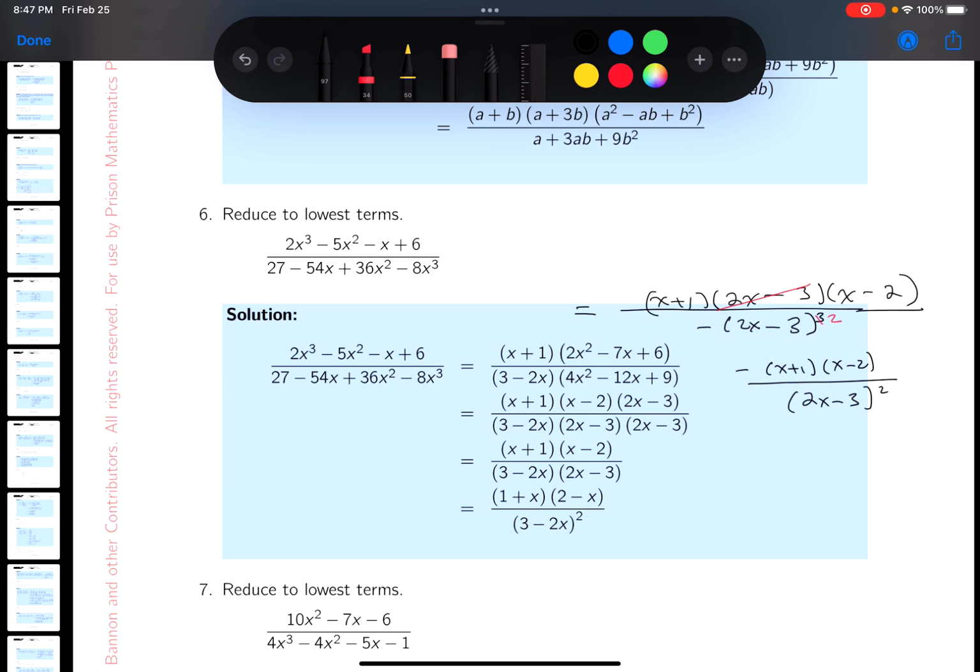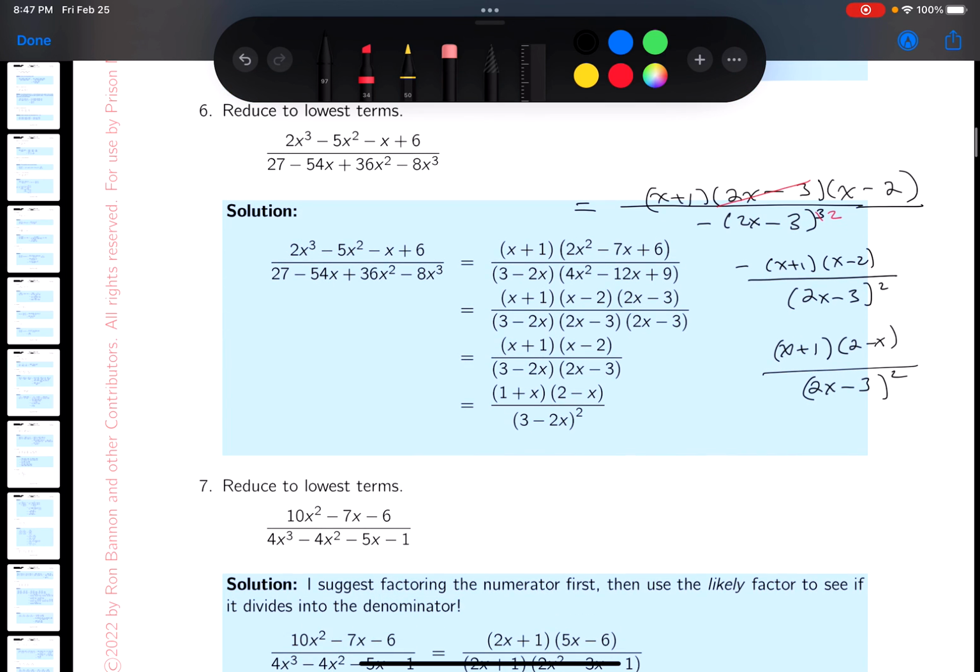squared. Let me just simplify a tiny little bit. I don't like that minus sign hanging out there. So I'm going to write the top down as x plus 1. And I'm going to associate the minus 1 with the x minus 2. And that will become 2 minus x. And it's going to be 2x minus 3 squared.